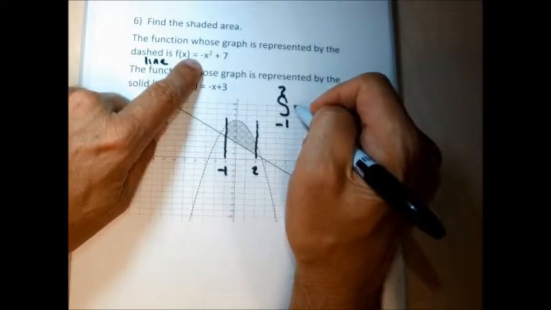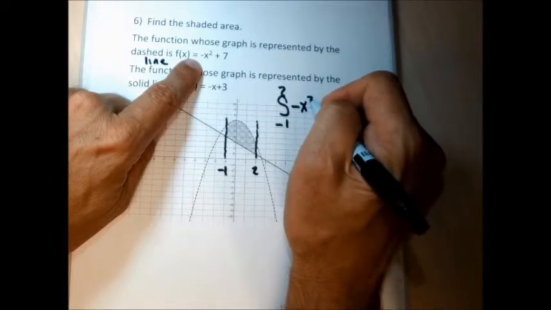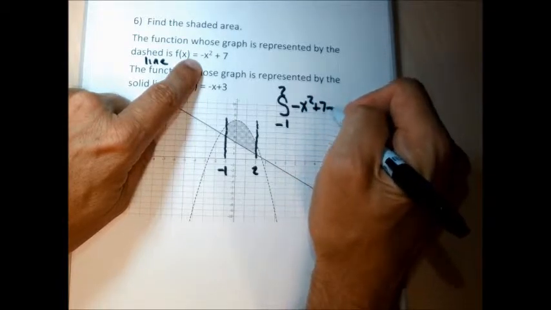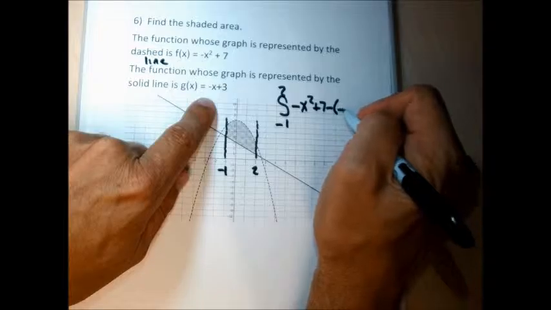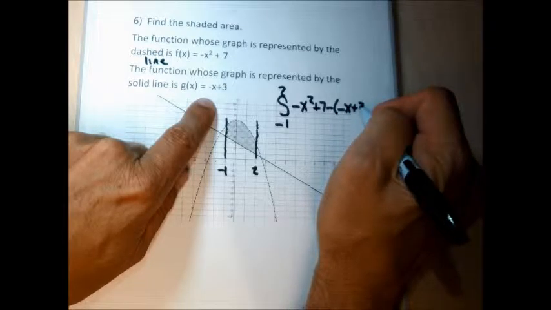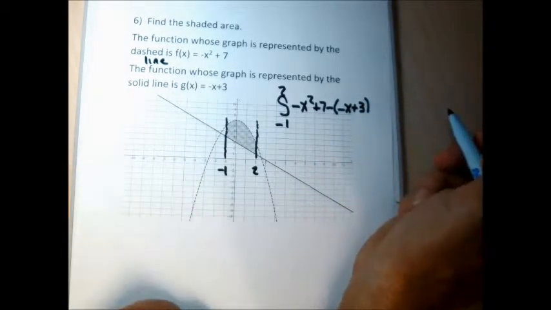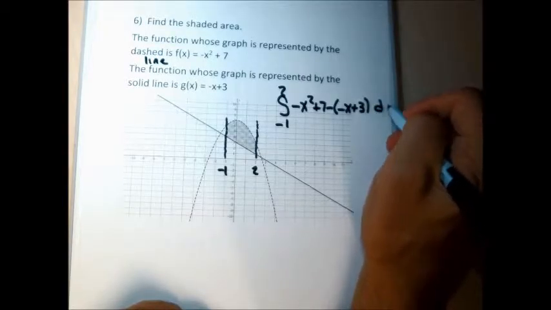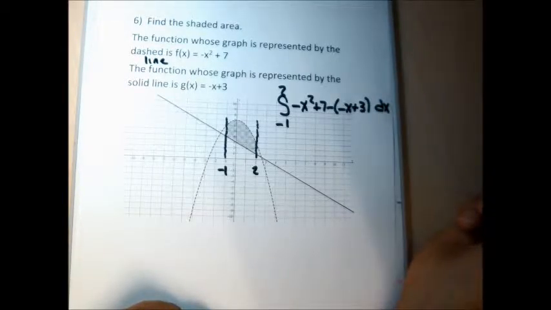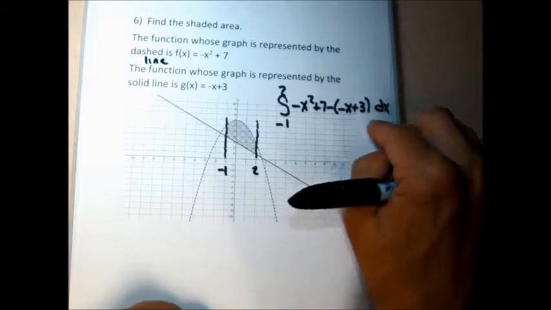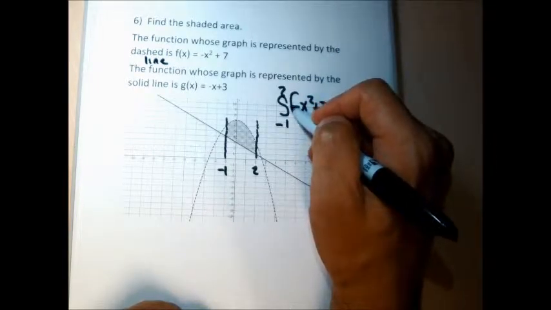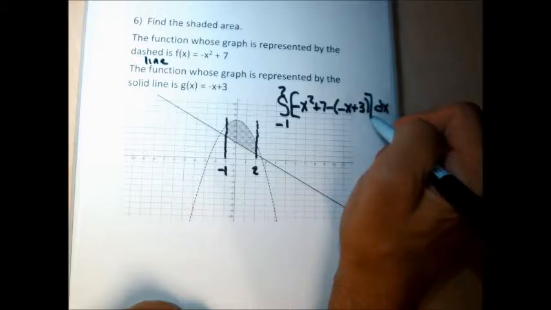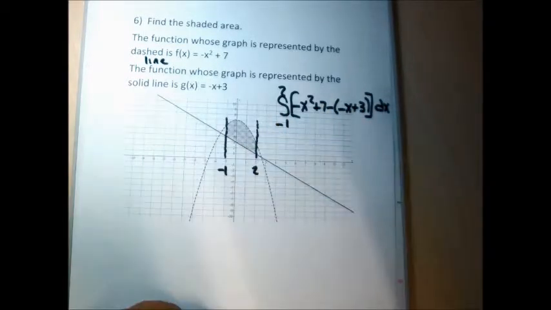The top function, negative x squared plus 7, minus the bottom function, negative x plus 3. When the bottom function isn't a monomial, it has to go in parentheses. You need the dx. If I just wrote it like this with a dx, I wouldn't take points off, but now it looks like the dx doesn't apply to everything. It would be nicer if I bracketed this stuff to make sure that everything is being integrated.